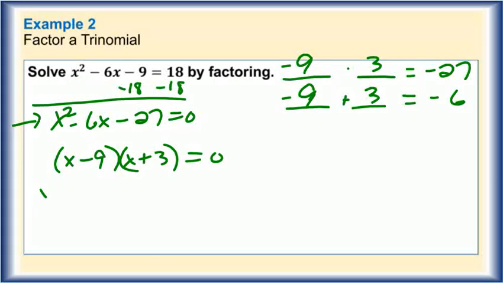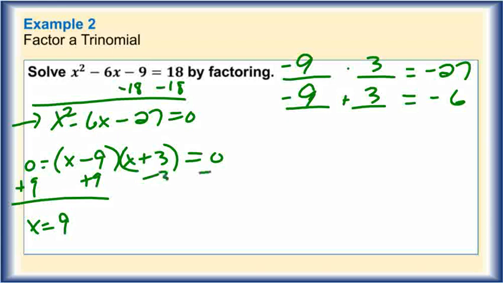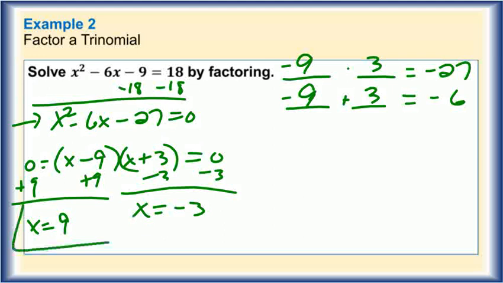Now I just make each equal to 0. So I'm going to make this one equal to 0, this one equal to 0, and solve for x. So add 9, and I would have x equaling 9. Subtract 3 here, and x would equal -3. So my two solutions would be 9 and -3.